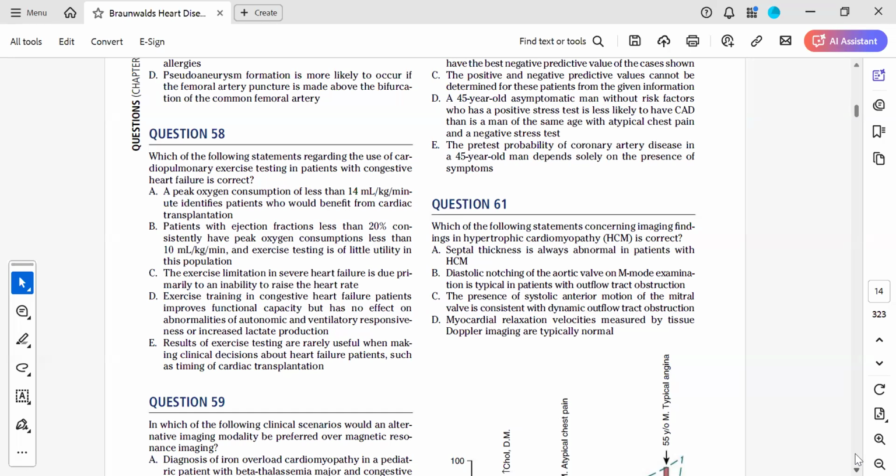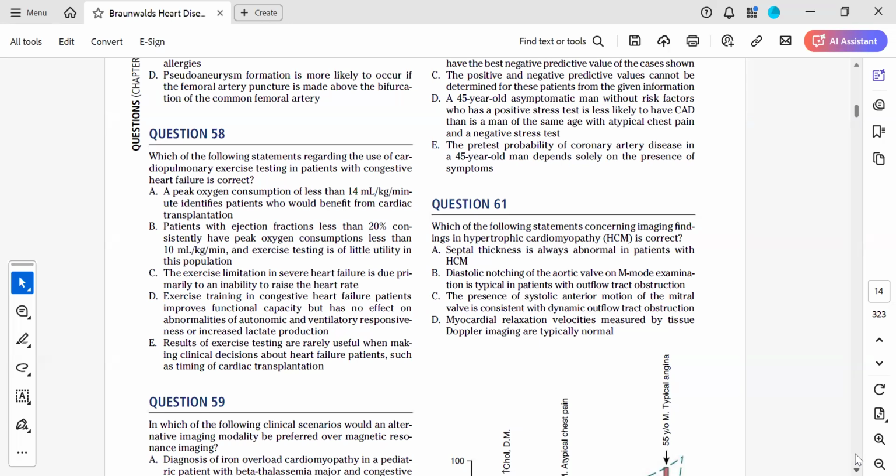B. Patients with ejection fraction less than 20% constantly have peak oxygen consumption less than 10 ml per kg per minute, and exercise testing is of little utility in this population. Like I mentioned earlier, the EF is not usually a factor, because patients with heart failure with preserved ejection fraction can have near normal exercise functional capacity. So option B is false.